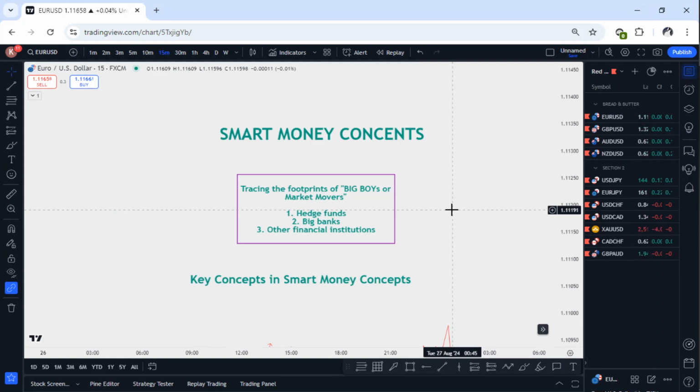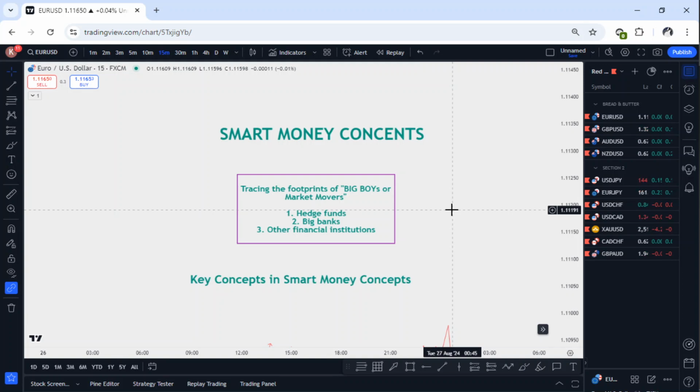So basically, smart money concepts, or just smart money in general, is a trading strategy and a market analysis approach that focuses on understanding and identifying the actions and behaviors of institutional investors, or the so-called smart money. These big financial institutions are mostly hedge funds, big banks like Citibank, Bank of America, and other financial institutions.